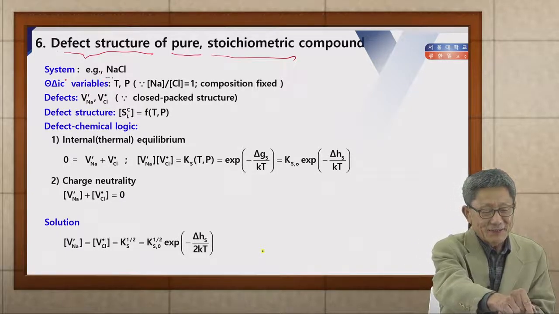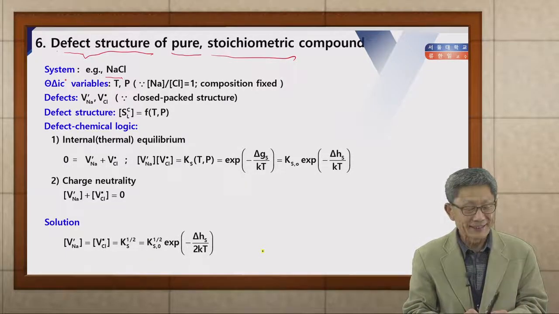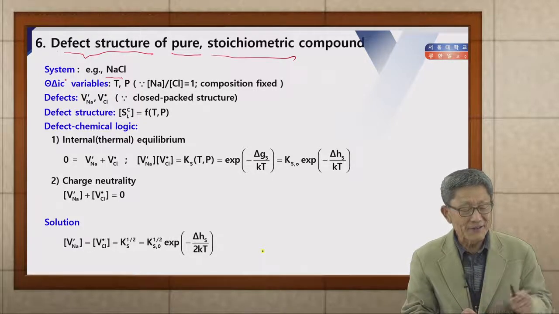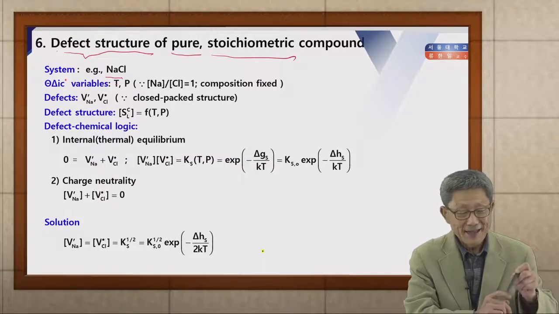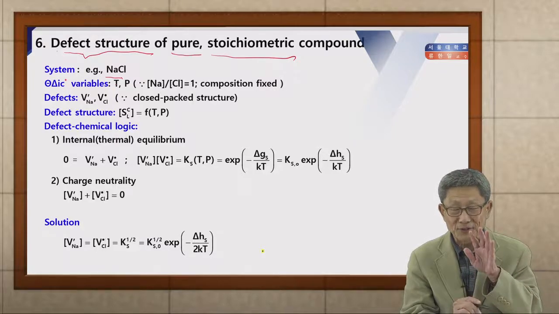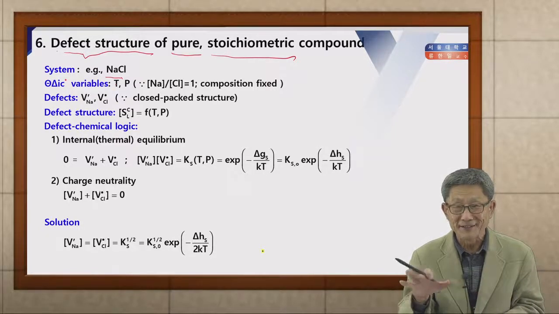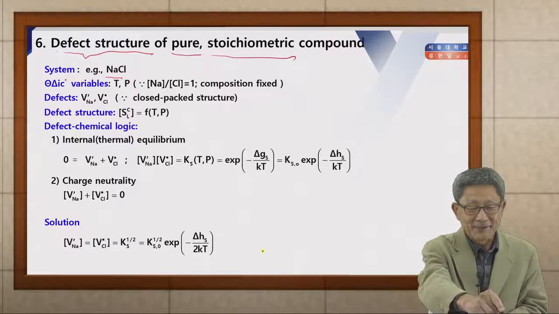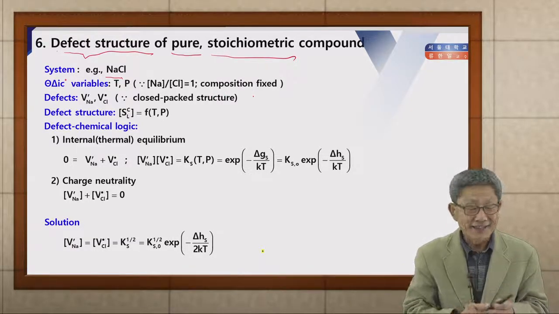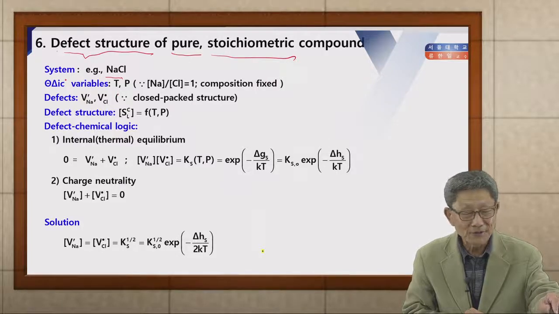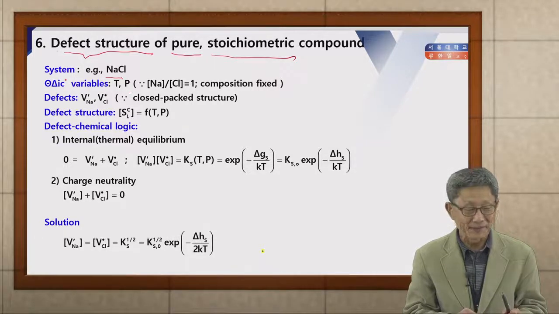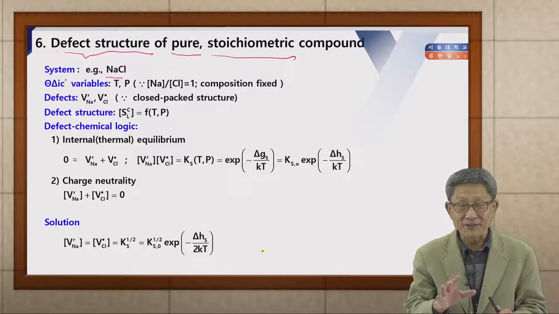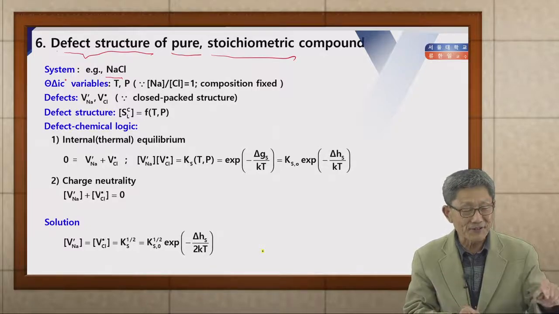Let's take sodium chloride as our example. Then what are the thermodynamic variables of this system, sodium chloride? Because this system is assumed to be a stoichiometric compound, its composition variable is none, because composition is absolutely fixed. Then you are left with only two variables, namely temperature and pressure, as your thermodynamic variables. So once you calculate the defect structure of your system, each defect concentration will be represented as a function of temperature and pressure.